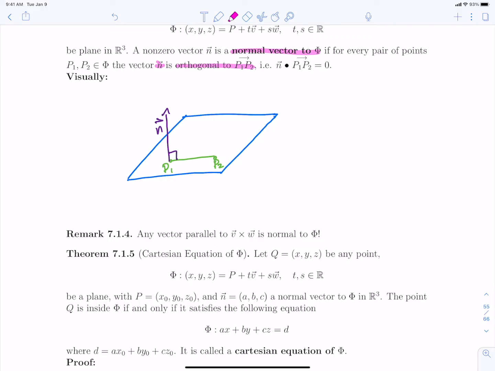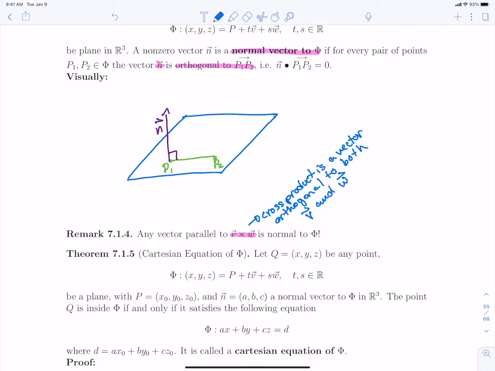Now, if we remember, when we take our cross product, just a reminder, the cross product is a vector orthogonal to both v and w.